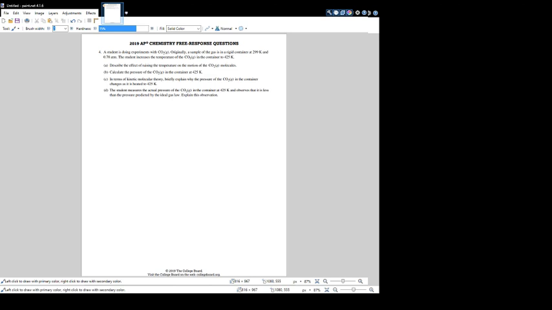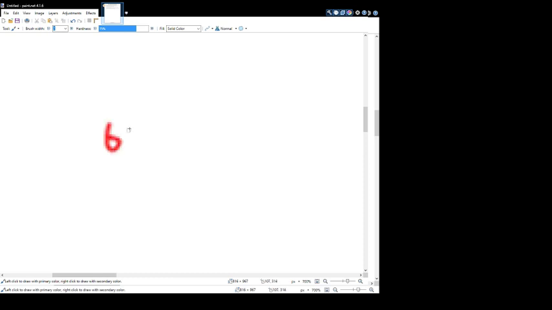And that should get you for part A. Just say raising temperature raises average kinetic energy, which also raises the average speed of the gaseous carbon dioxide molecules. And part B says calculate the pressure of the CO2 in the container at 425 Kelvin. So this is a simple P1 over T1 equals P2 over T2 problem.